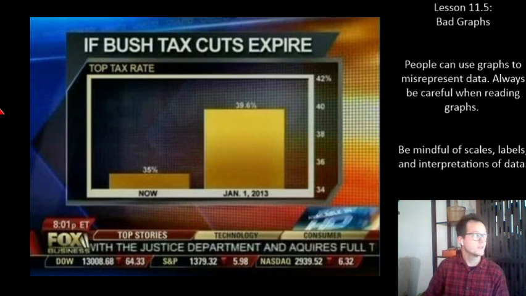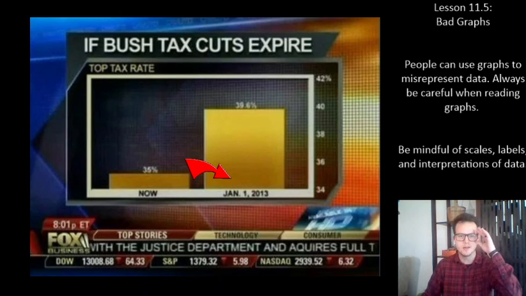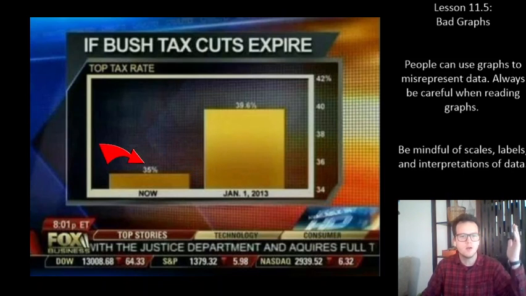Okay, here's one talking about taxes on the news. This is old, so it looks like it's leading up to January 1st, 2013. So this must be from the second half of 2012 or so. It said that the tax rate was 35% now, and then on January 1st, it's going to go way up, massively up to 39.6%.